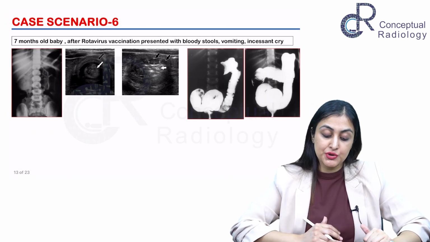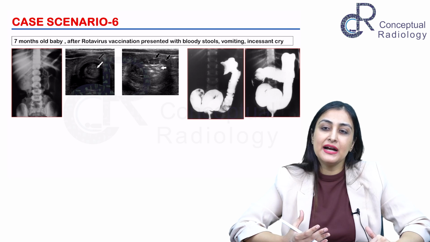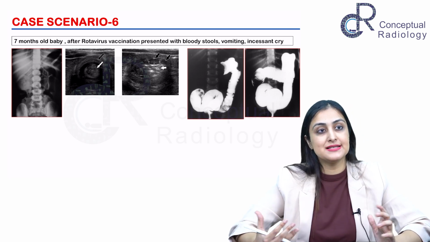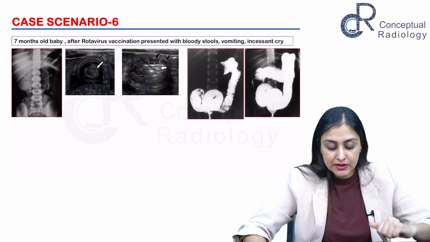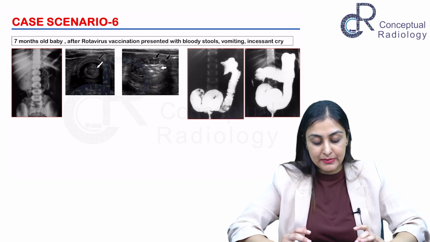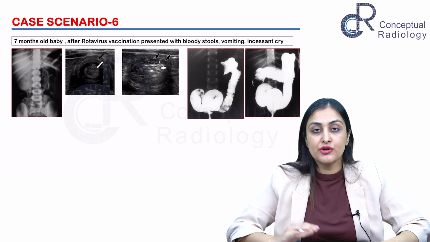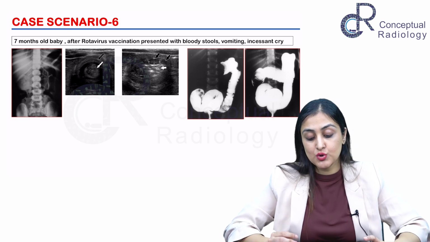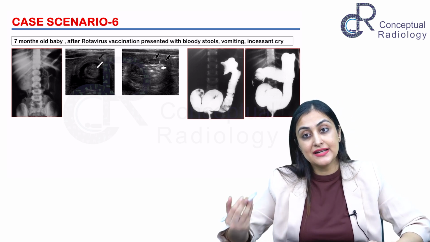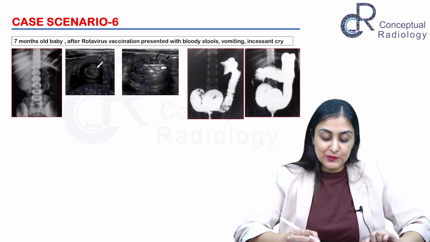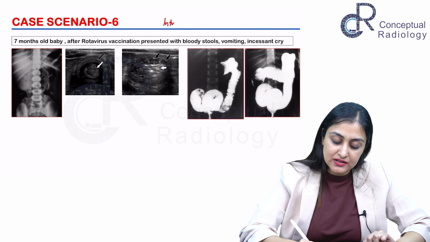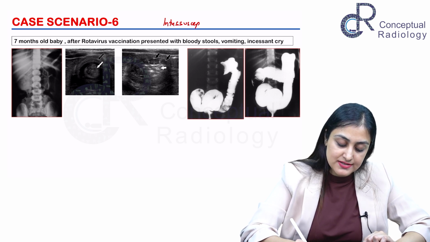Okay, now let's go to the next case scenario, something that you would most likely see in your residency at least once, if not more often. Here you have a 7-month-old baby, a very typical history after rotavirus vaccination, who comes to you with bloody stools, vomiting, and incessant crying. If it was an MCQ, I think all of you would get it correct. The moment we hear rotavirus, this is intussusception, right?